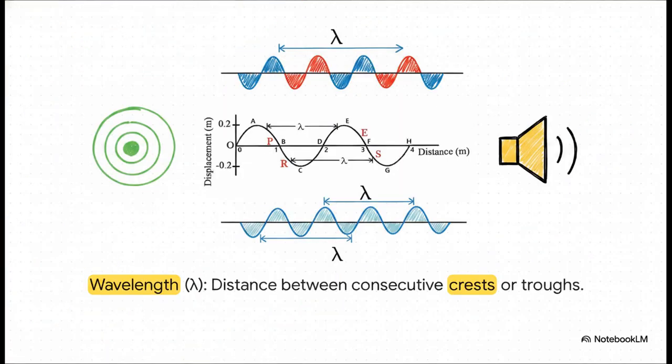If we swap our bottom axis from time to actual physical distance, we can spot a new characteristic, the wavelength. We use the Greek letter lambda for this one. You can easily find the wavelength by just measuring the straight line distance between two neighboring crests, like from point A to point E, or between two neighboring troughs, like from C to G. It's literally the length of one complete wave.